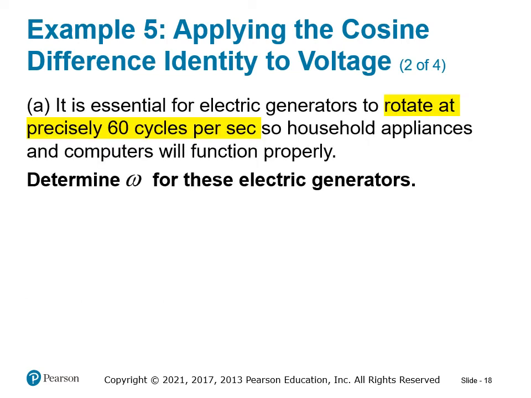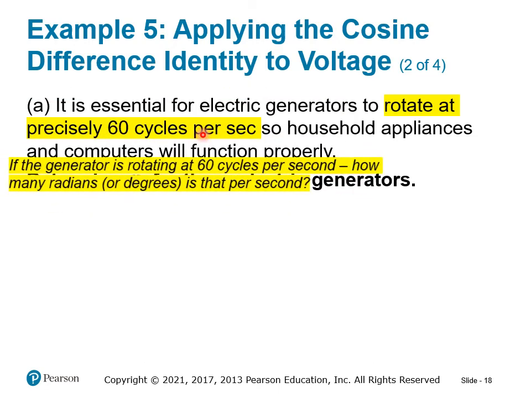Okay. A. It is essential for electric generators to rotate at precisely 60 cycles per second, so household appliances and computers will function properly. Determine omega for these generators. Well, omega, remember, is the angular speed. We just saw that in the last problem. It's telling us here that this is rotating, which is creating an angle at 60 cycles per second. So everything we need is in this part of the problem. We don't even need the formula before.